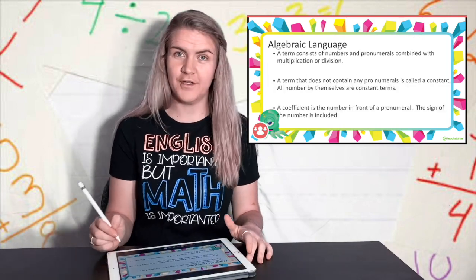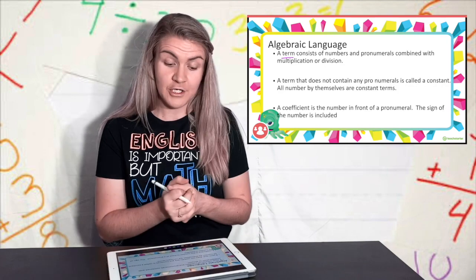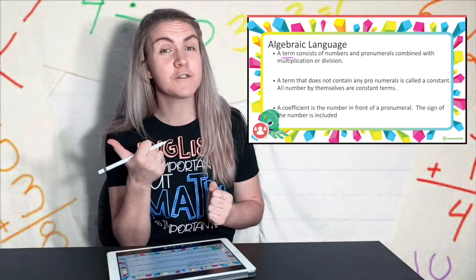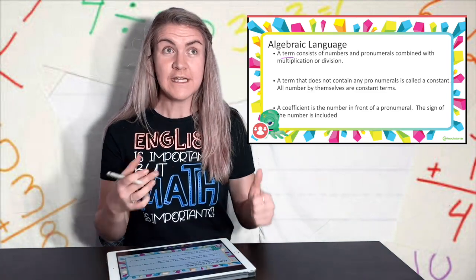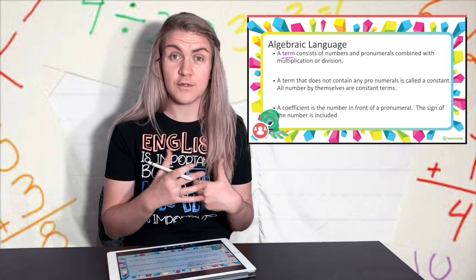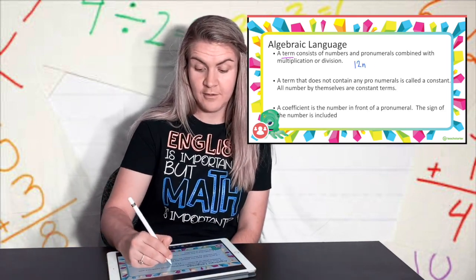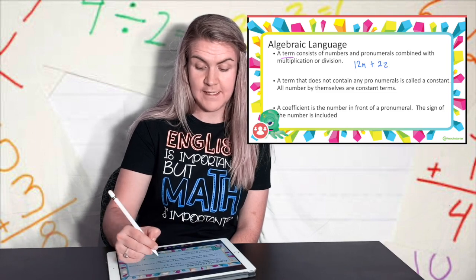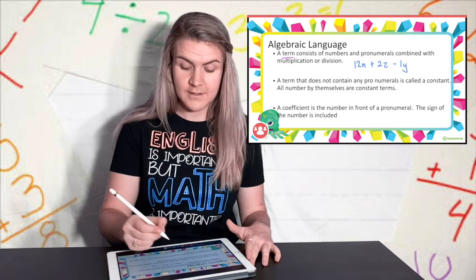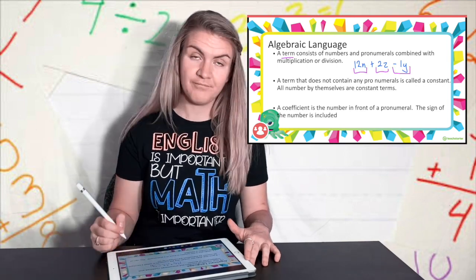Our next word is term. Now this one is kind of the most confusing. A term consists of numbers and pronumerals that are combined together using multiplication or division. Each term is then combined together using addition or subtraction. I'll give you an example. If I had 12n plus 2z take 1y, I have 3 terms, here, here, and here.